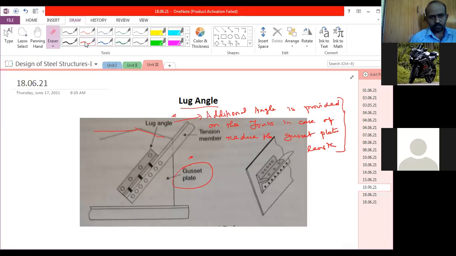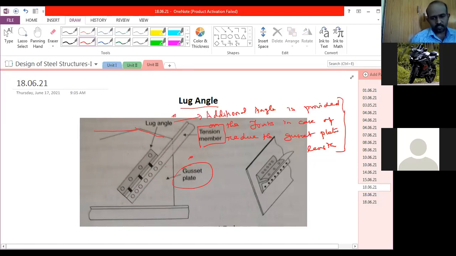So this is an image illustrated for leg angle. This is a tension member. Additional angle is provided on the gusset plate joints in order to reduce the gusset plate length. Suppose the number of bolts is very high, the load is high, and you have to provide 10 bolts. You cannot accommodate 10 bolts on this limited gusset plate length, unless the gusset plate also becomes very long.